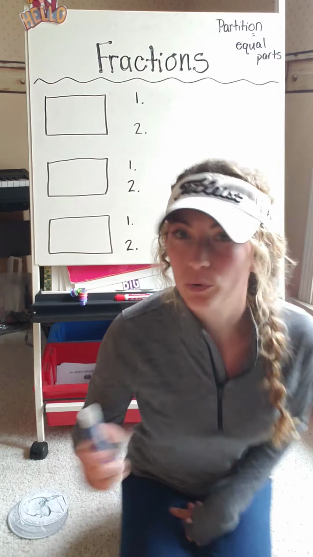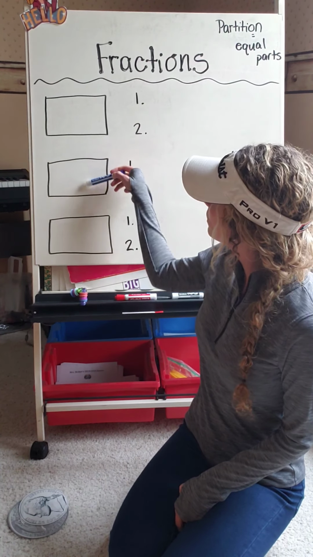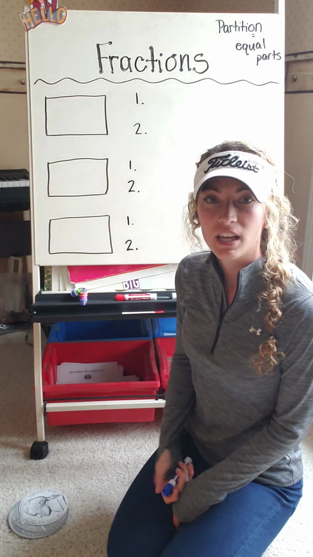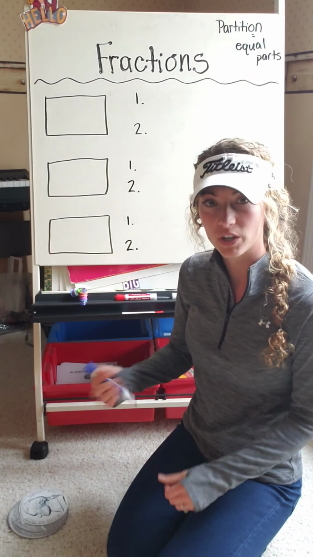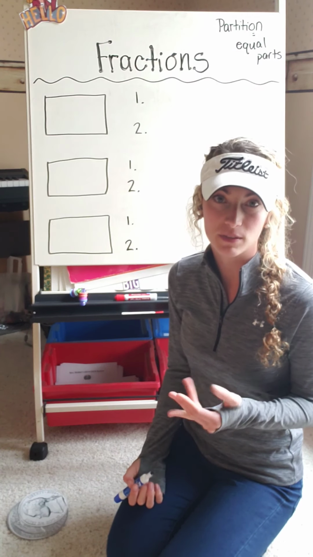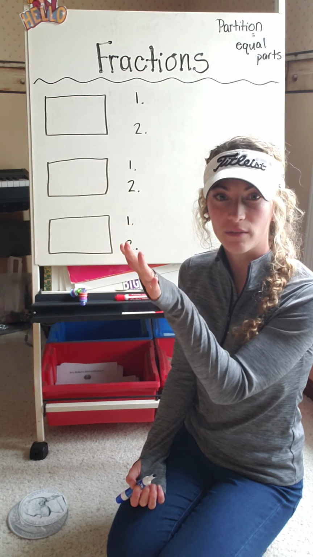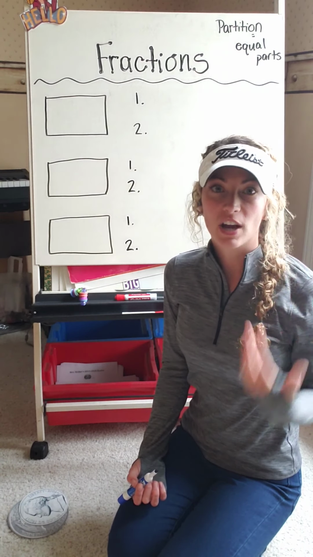So if we look up at the board, I have the word fractions, and I have 3 squarish rectangles. So we are going to partition them first, and then I'm going to tell you the names for each one. After that, I'm going to take a picture of this board so you have it in your lesson plan, and then we will do a workbook page together at the end.